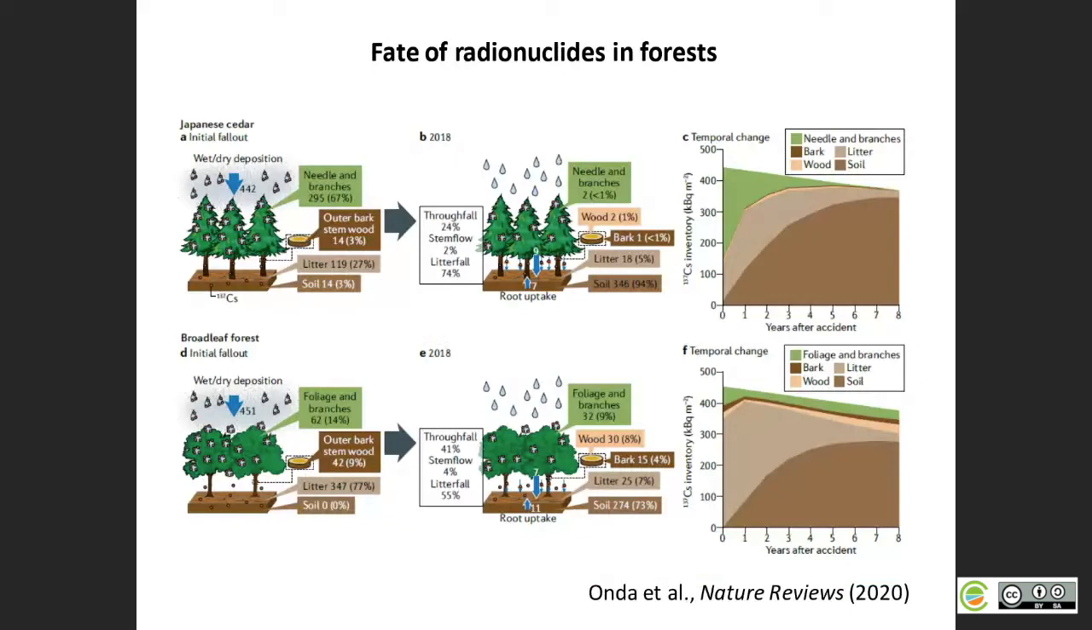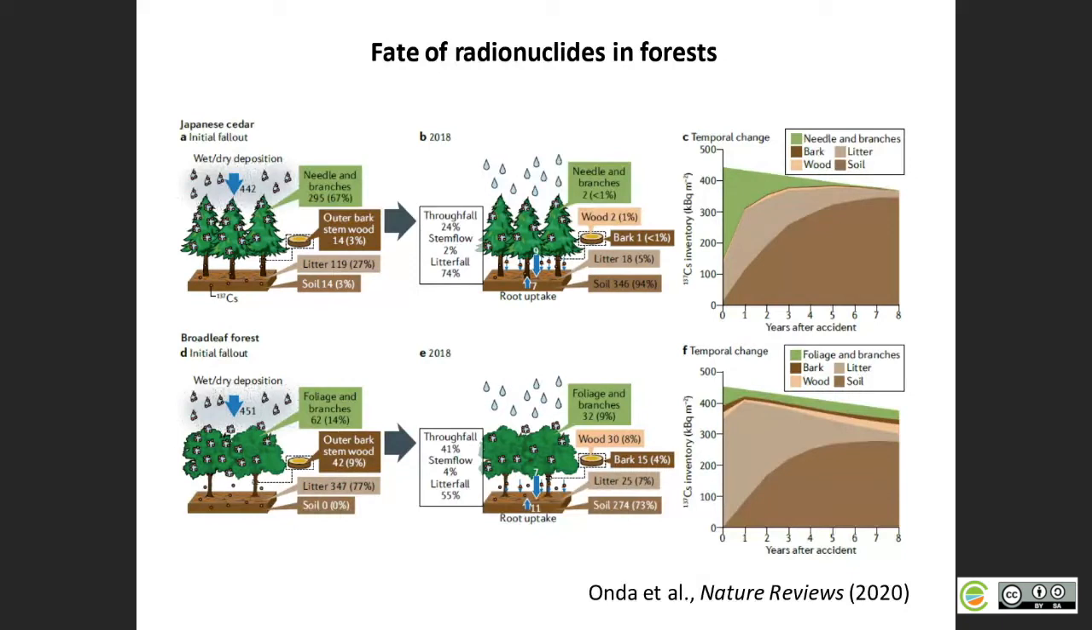What happens to cesium in forests? This is a very complicated cycling process, because you can imagine that during the accident, when you have the fallout, it will depend on whether it happens on a broadleaf forest or an evergreen forest. And in this region of Japan, you have both types of forests. Because the accident took place in March, so in March it's early spring. So in broadleaf forests, you don't have any foliage, whereas, of course, in evergreen forests, you have the trees with the needles.